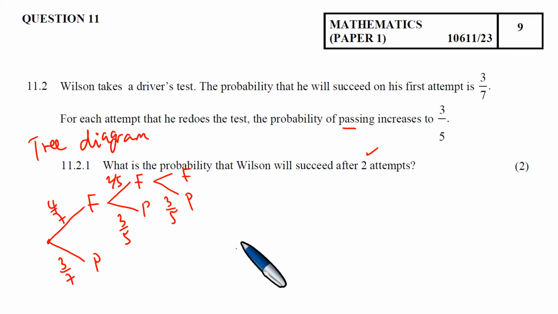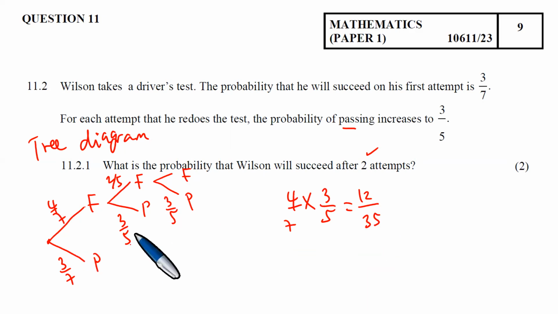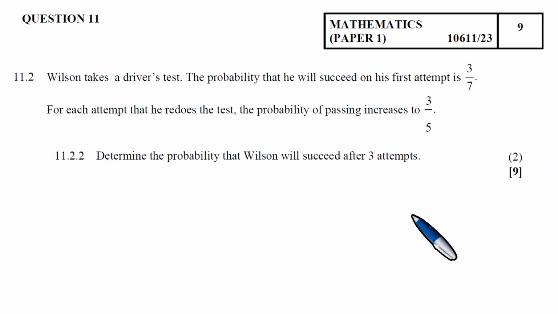After 2 attempts, it can be that Wilson will fail first and then pass the second time. Therefore, 4 by 3, it's 12 out of 35. So if it's after 2 attempts, he can fail and then pass on the second chance. That's the probability of him succeeding after 2 attempts. Next question. Determine the probability that Wilson will succeed after 3 attempts.